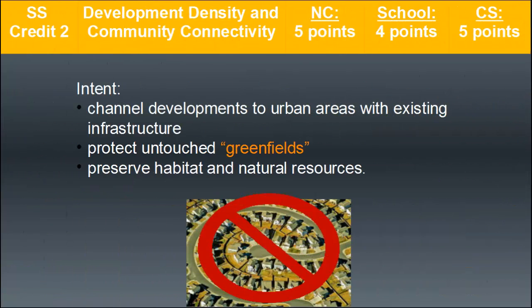Development density and community connectivity is the second credit in this section. It's more heavily weighted. 5 points associated with new construction, 4 points associated for schools, and 5 points for core and shell projects. The intent is to channel developments to urban areas with existing infrastructure and protect untouched greenfields, therefore preserving habitat and natural resources.